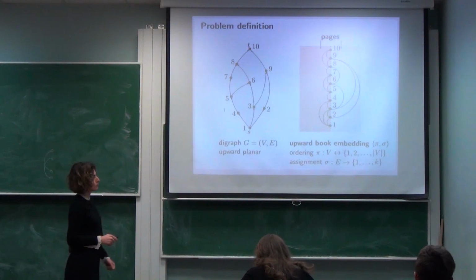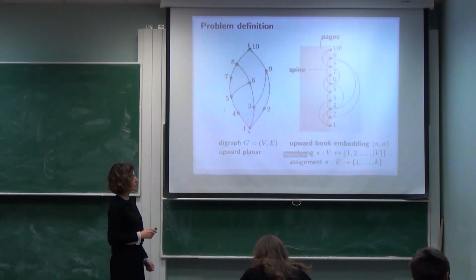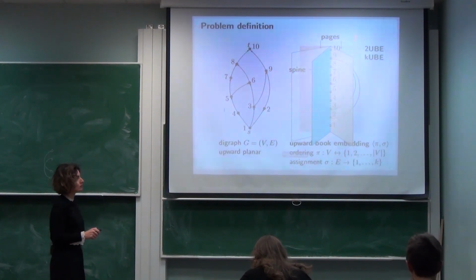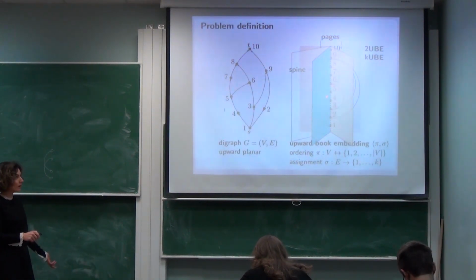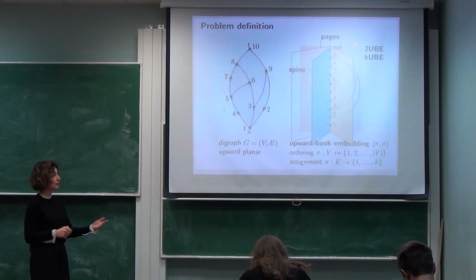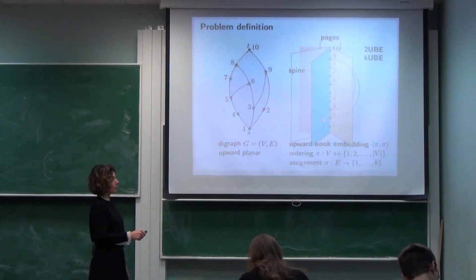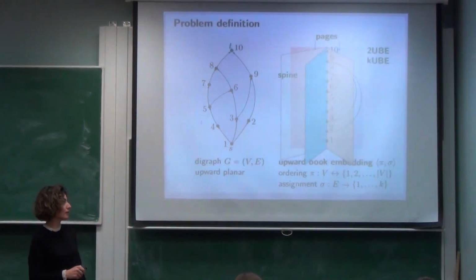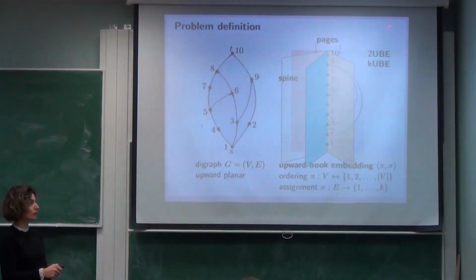Here you see an upward book embedding with two pages, and this is the spine. Of course, you can imagine that there could be more half planes which have the spine as a boundary, and then you can talk about k-page upward book embedding. And we abbreviate those as 2UBE or kUBE.